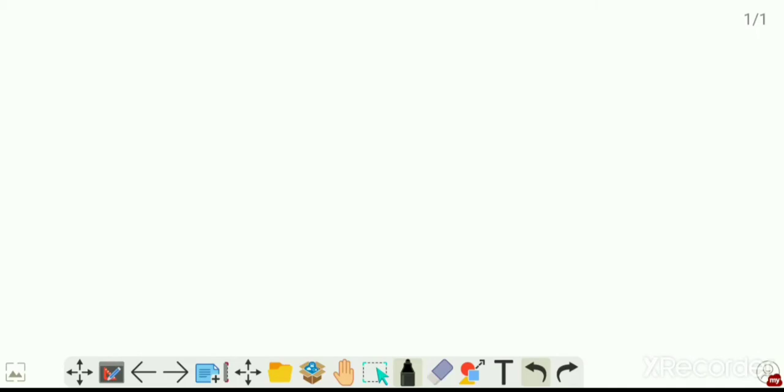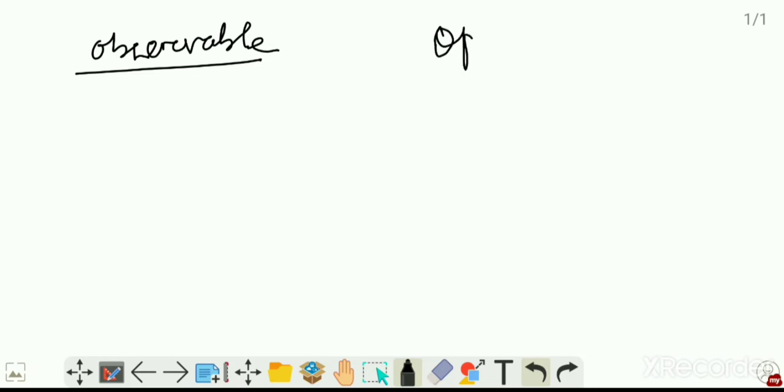Hello everyone, welcome back. In the last lecture, we started with the observable and the corresponding operator. So in today's lecture, we are going to see some more observables and operators.